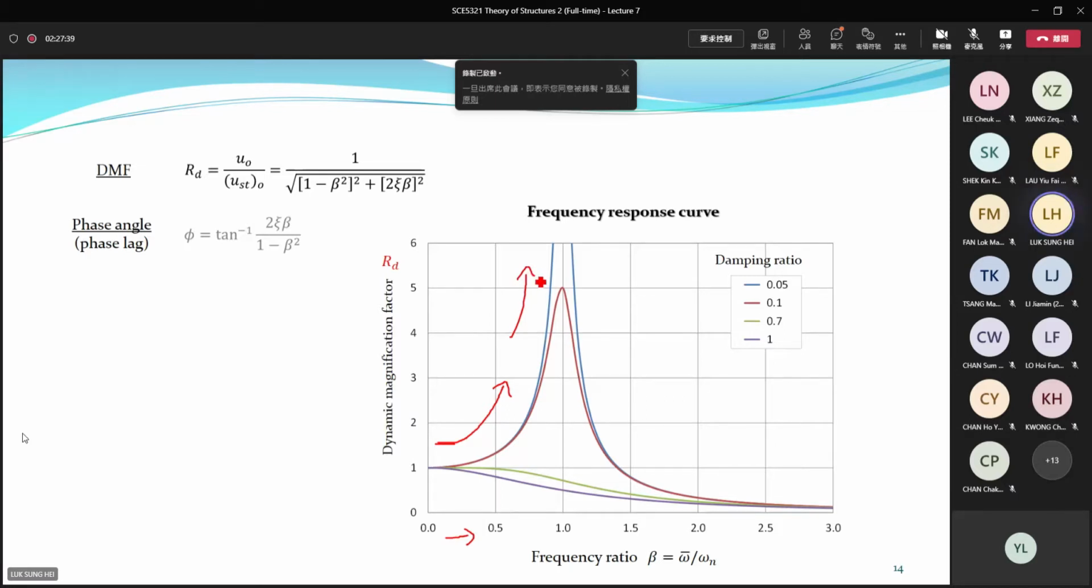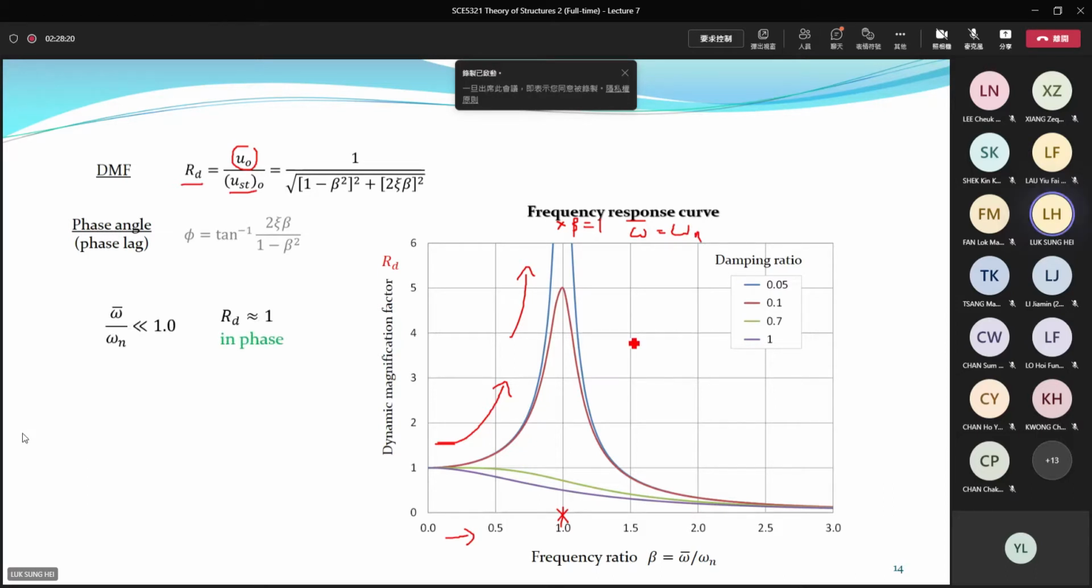And then at beta approximately equal to 1, there is a big value for RD. You can't see it from this picture, but there is a big number right here. It means that the dynamic response becomes n times bigger than the static response. We call this resonance, right? Resonance when beta equal to 1, which means the loading frequency equals the exciting frequency.